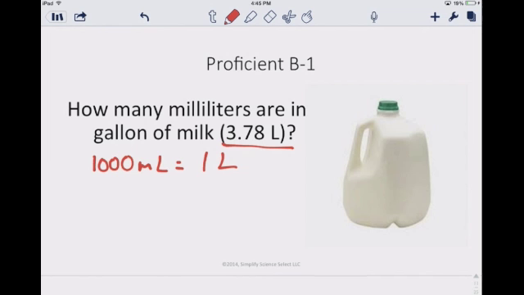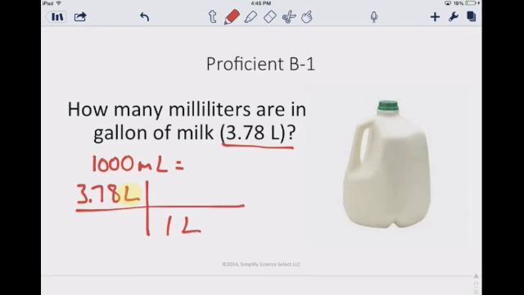Our next step is we start with what we're given. We're given 3.78 liters. And when we set this up, you can kind of think of them as boxes. Now we see liters here. We look at our statement of equality and we take that liter and it has to match, so that whatever's here must be there.